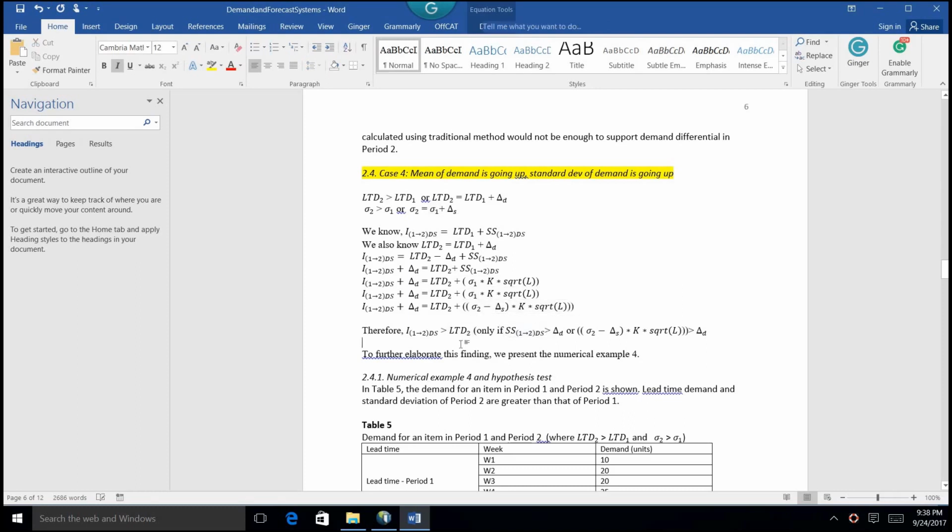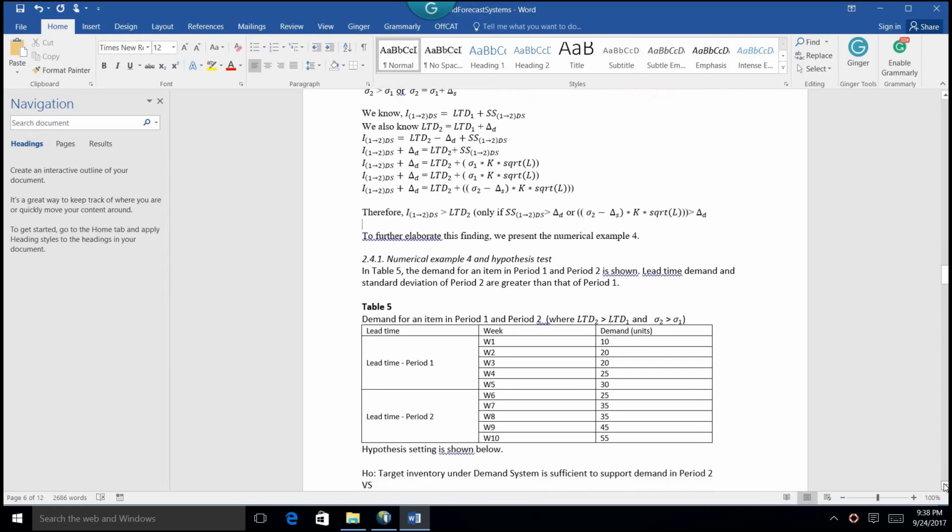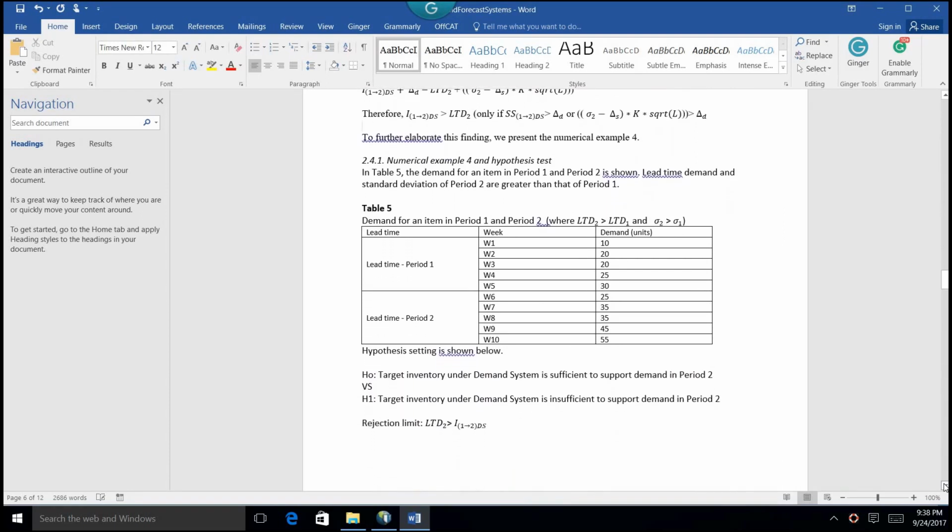So this equation also tells you the same story. So your inventory for period 2 would be greater than LTD2 only and only if you have the safety stock greater than your demand differential. Okay, and you can verify it by putting some numbers here. Okay, it's easy math. I'm not going to go over the detail of this one because that will just drag my time. So we are more interested in the results. Okay. Numerical example 4. You have some demand data.